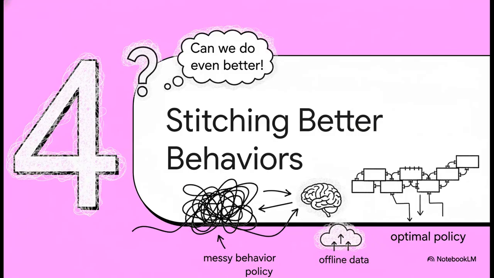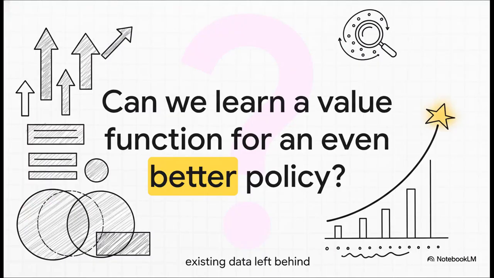AWR is a huge step in the right direction, but it's got a limitation. It's still making decisions based on the value of that original, kind of messy behavior policy. So the question is, can we do even better? Can we learn a value function for an optimal policy directly from that same offline data? And this is the key question that really pushes us toward more advanced methods. I mean, AWR is weighting actions based on how good they were for the original drivers. But what if we could learn a value function that represents a policy that's already better than any of those drivers, just by looking at the data they left behind?